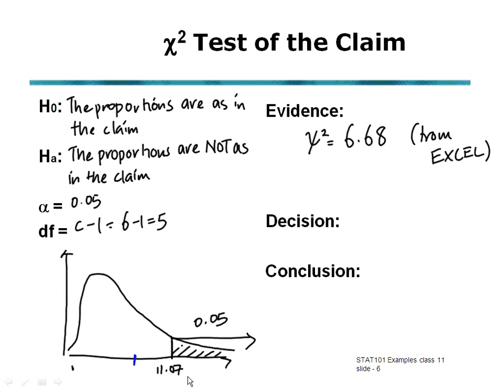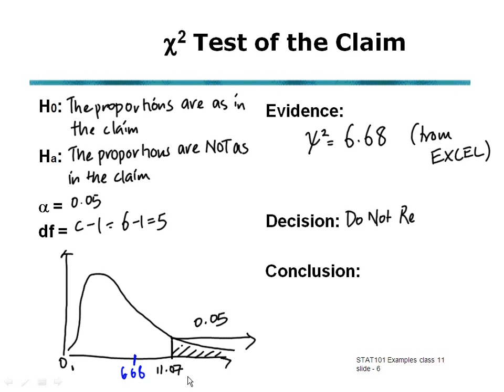Now remember that the chi-square value starts over here at 0. And that would be if the proportions were identical in the observed and expected. If observed minus expected was 0, then we'd get a chi-square test statistic of 0. So the further away from 0 it is, the more evidence to reject our claim. Now we can see here that our chi-square statistic is not in the rejection region. So our decision would be do not reject the null hypothesis.